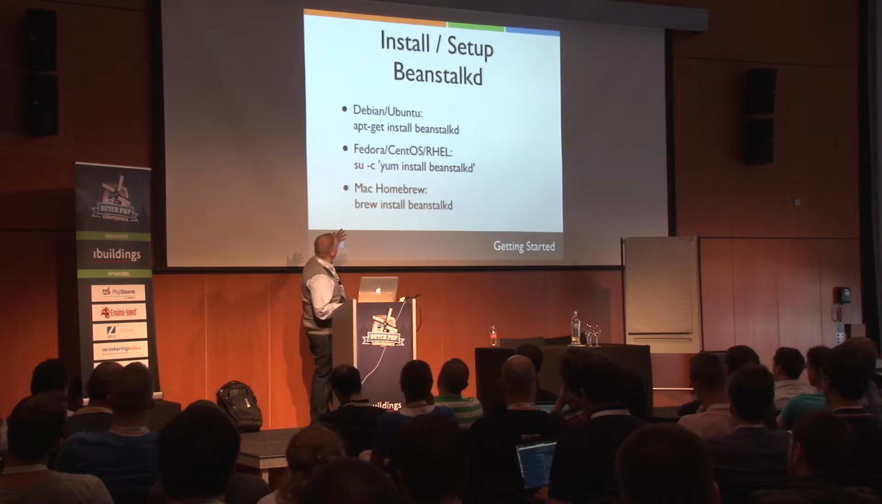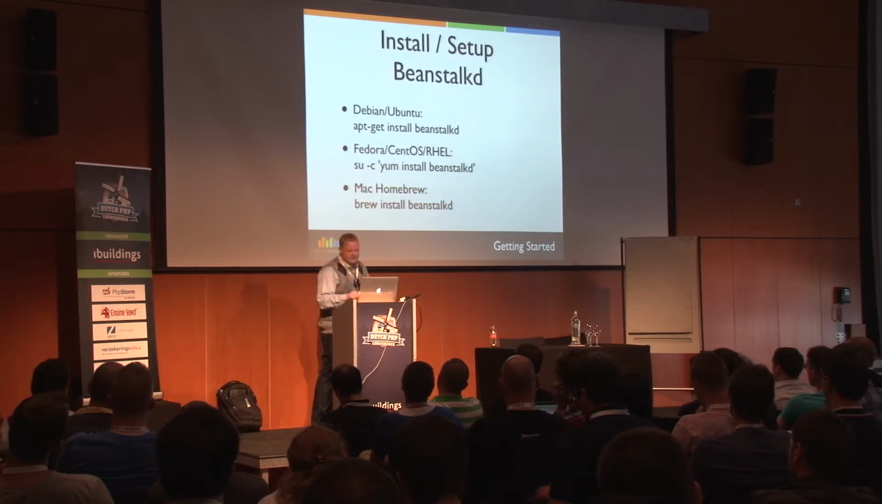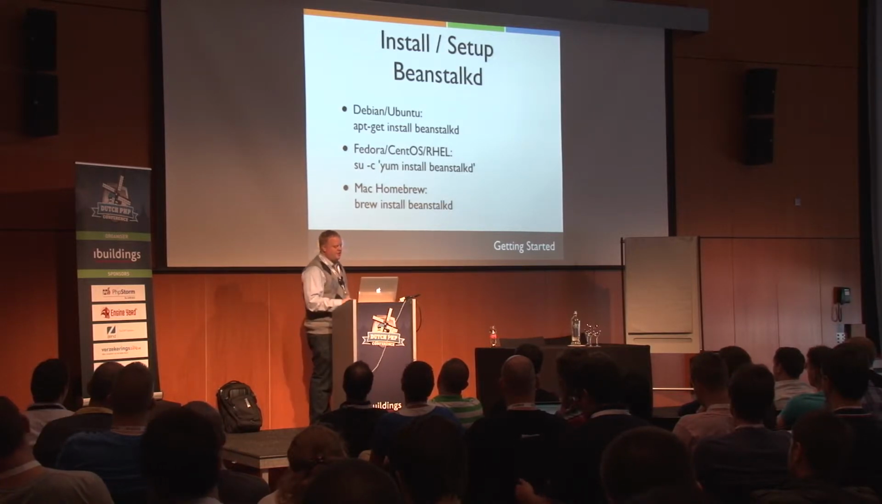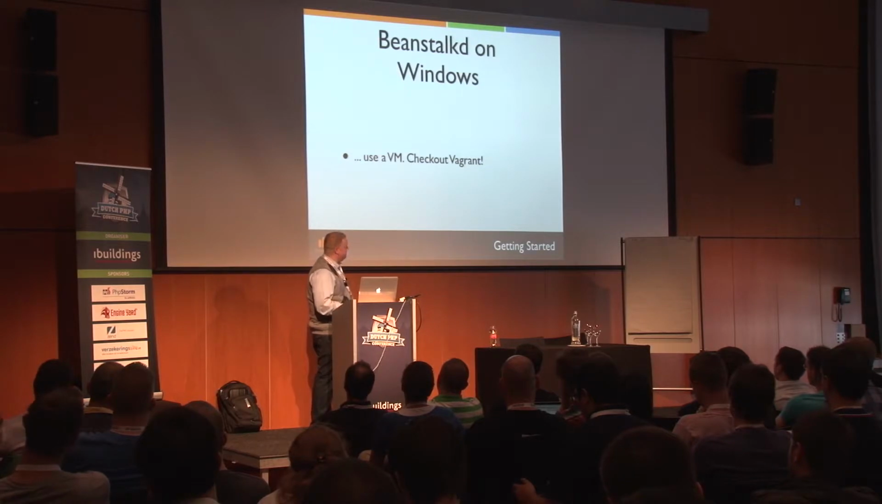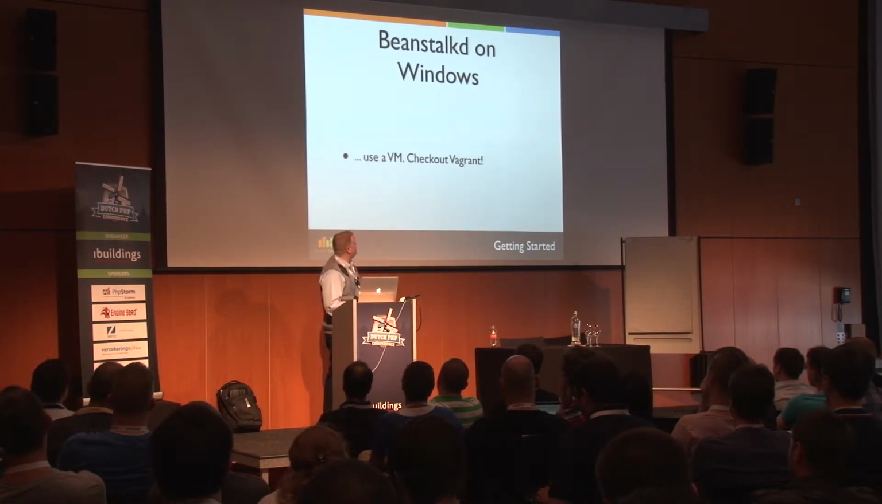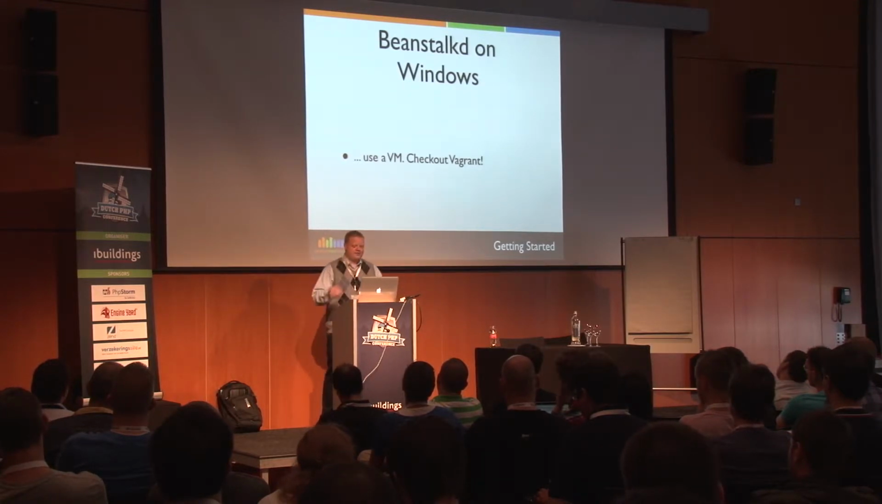setting up Beanstalk, super easy. You can apt or yum install it. You could brew install, or I think there's even Mac ports install. If you want to do it on Windows, use a VM. You can check out Vagrant. I haven't found anyone who's compiled it on Windows, but using a VM is so easy these days.